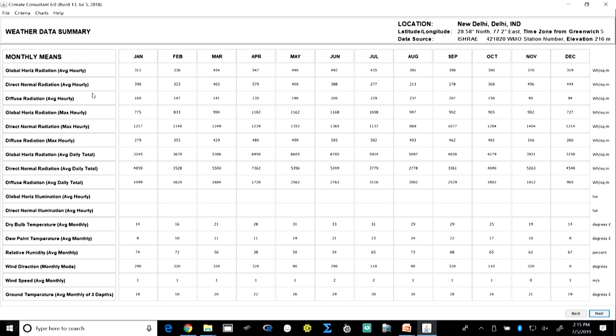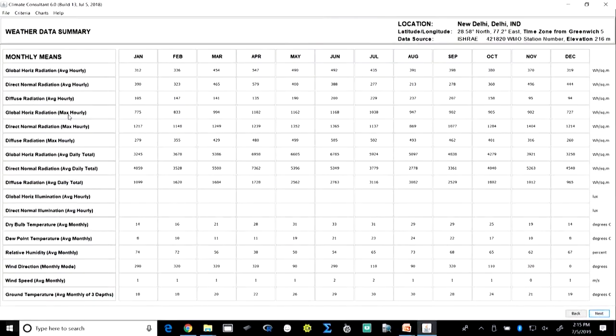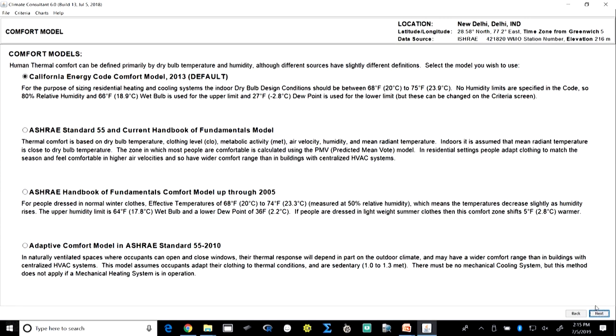Besides that, we also have illumination here. We have the normal illumination, we have dry bulb temperature which is average monthly, the dew point temperature. We also have relative humidity, wind direction and wind speeds, and we have ground temperature which is the average monthly, for 3 depths underground. So, this is the weather data which we have, and this is the summary table which we see as the first screen after we have loaded the weather data file.